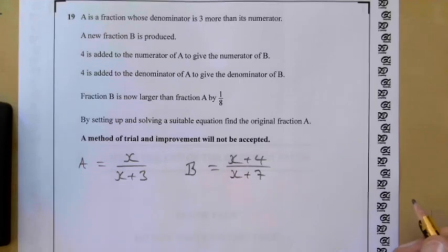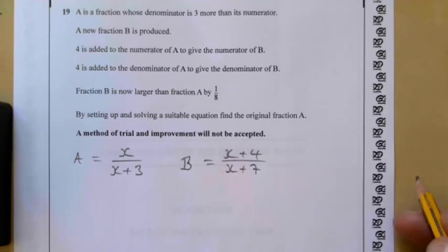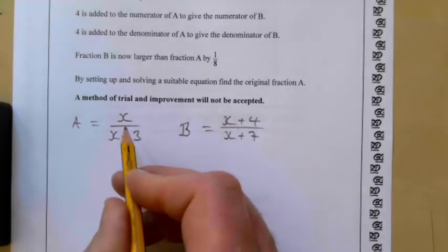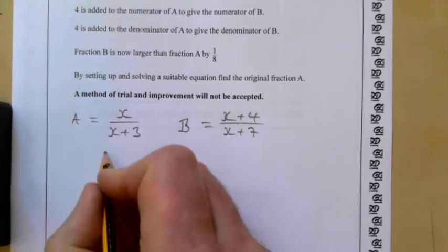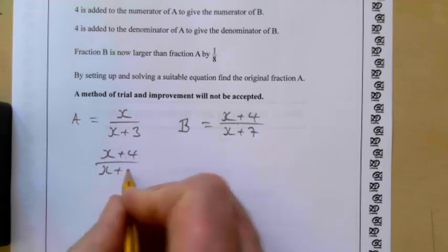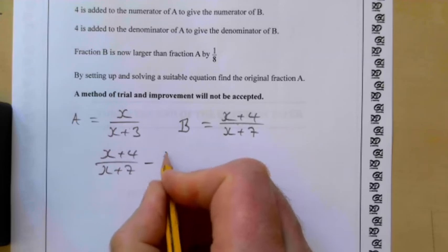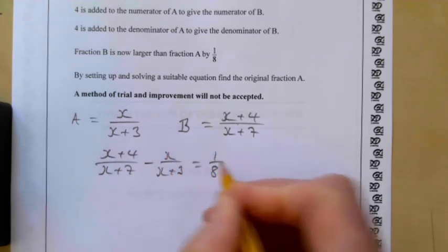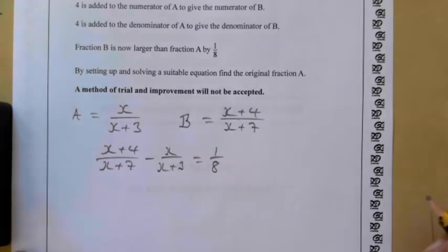Fraction B is now bigger than fraction A by an eighth. By setting up and solving a suitable equation, find the original fraction A. Okay, so this one, take away this one, must give us an eighth. So let's write that. x plus 4 over x plus 7, take away x over x plus 3 equals an eighth. And we need then to try and solve that.